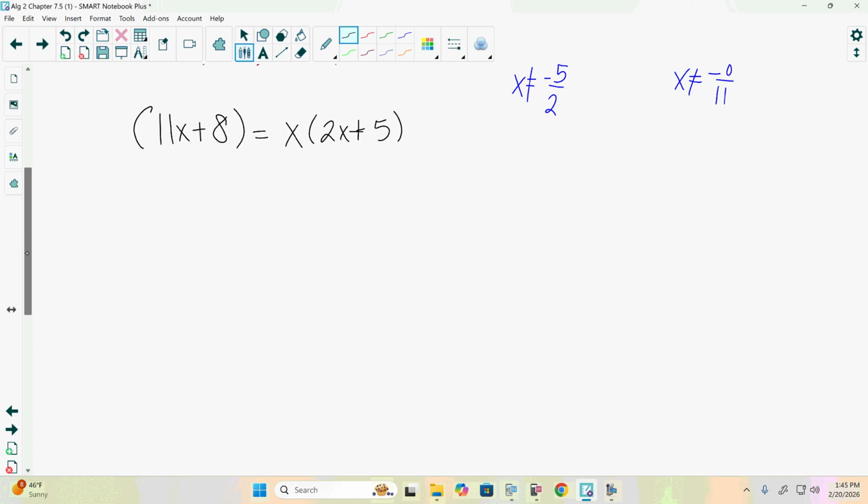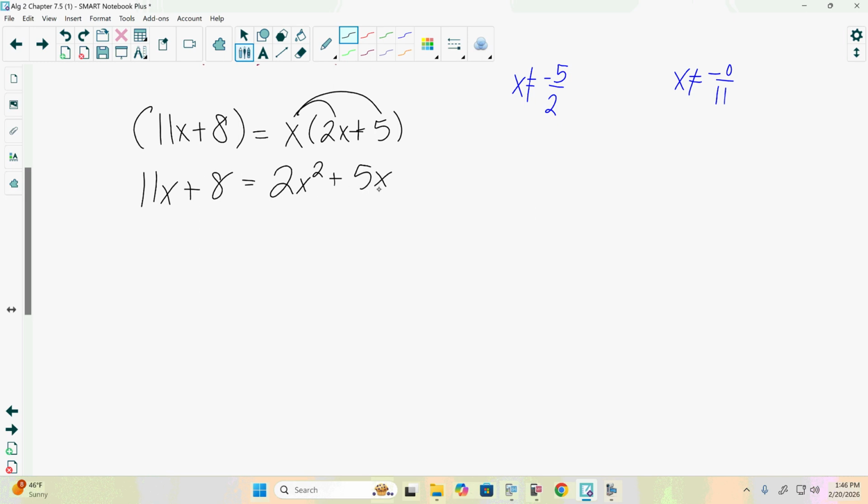Now we need to solve for this here. On the left-hand side, the 11x plus 8, we can drop the parentheses. It's still just 11x plus 8. On the right-hand side, we can distribute the x. X times 2x is 2x squared. X times 5 is plus 5x.